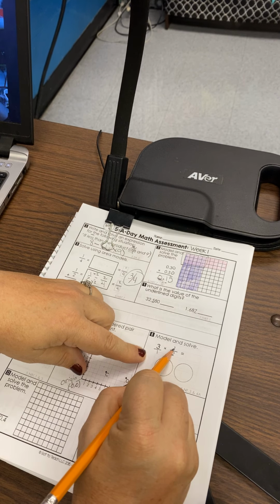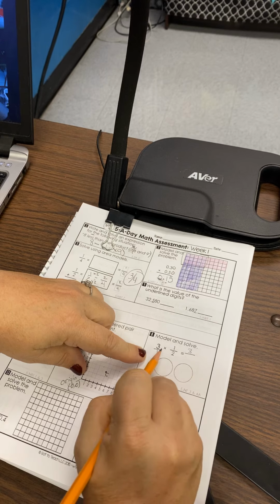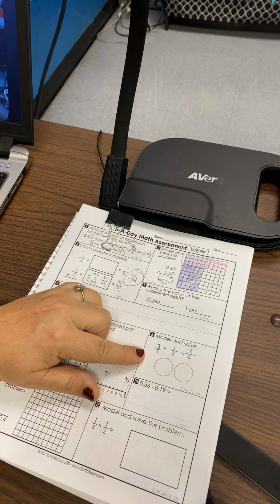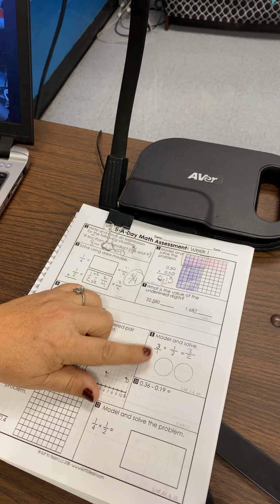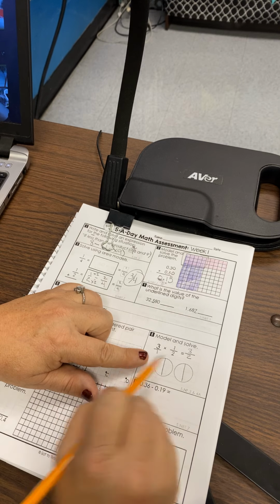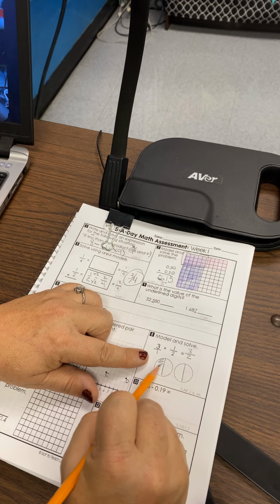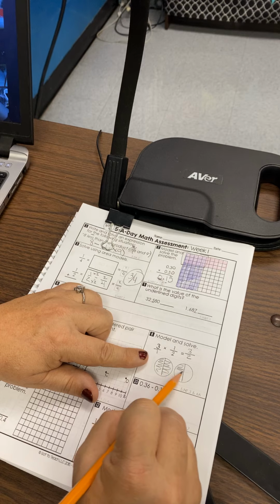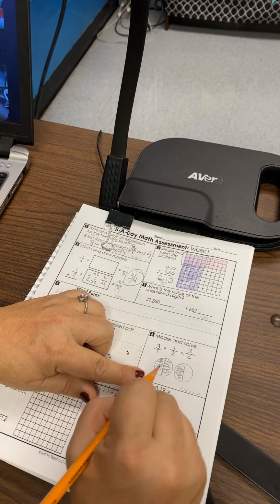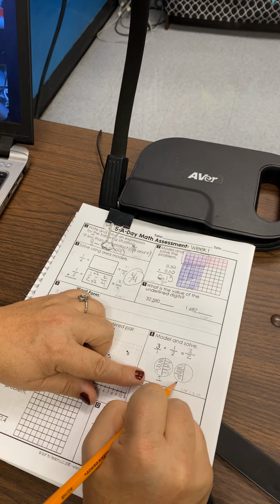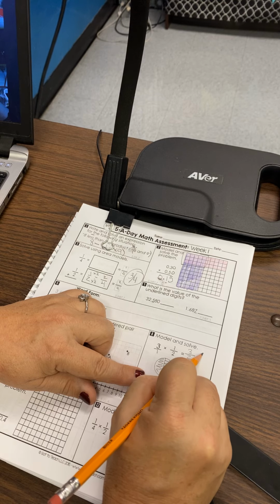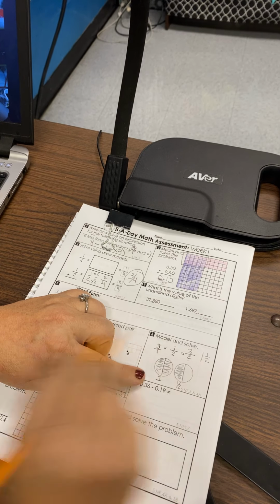3 times 1 is 3. 1 times 2 is 2, and I am done. Easy lemon squeezy. That is an improper fraction, so I'm going to draw my picture. And I have 3 to color in. So this is 1 whole, and this is 1/2. So 3/2 is the same as 1 and 1/2.